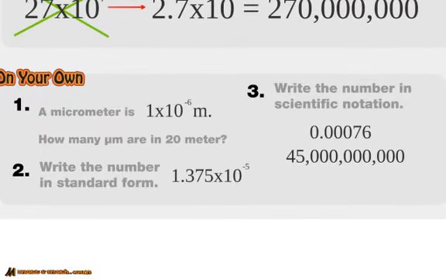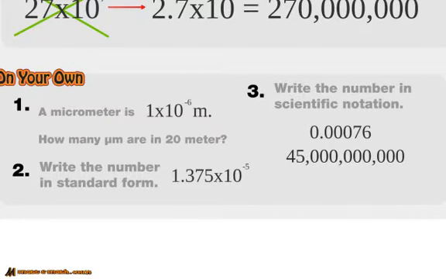All right, why don't you try these guys? A micrometer is 1 times 10 to the negative 6th meter. How many micrometers are there in 20 meters? Set up a proportion if you need to. Might be helpful. And then number 2, write this number in standard form. Would you do that for me, please?